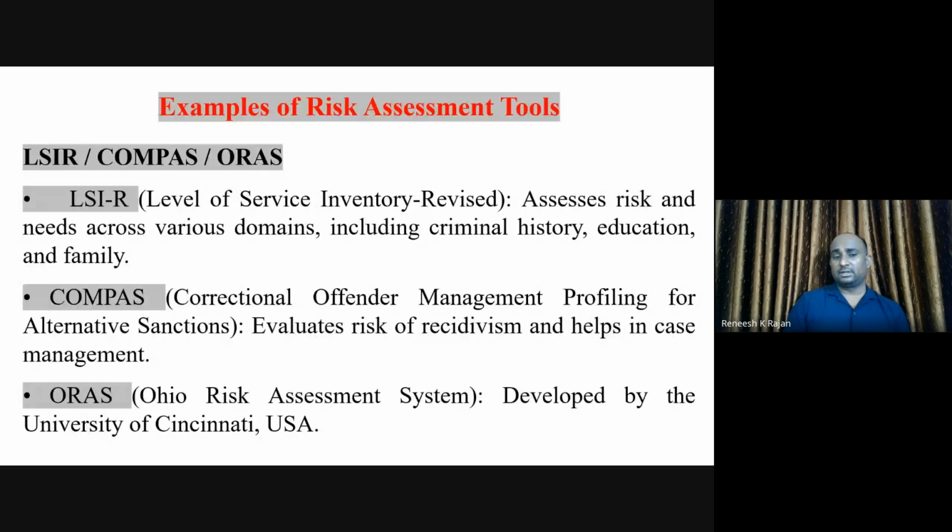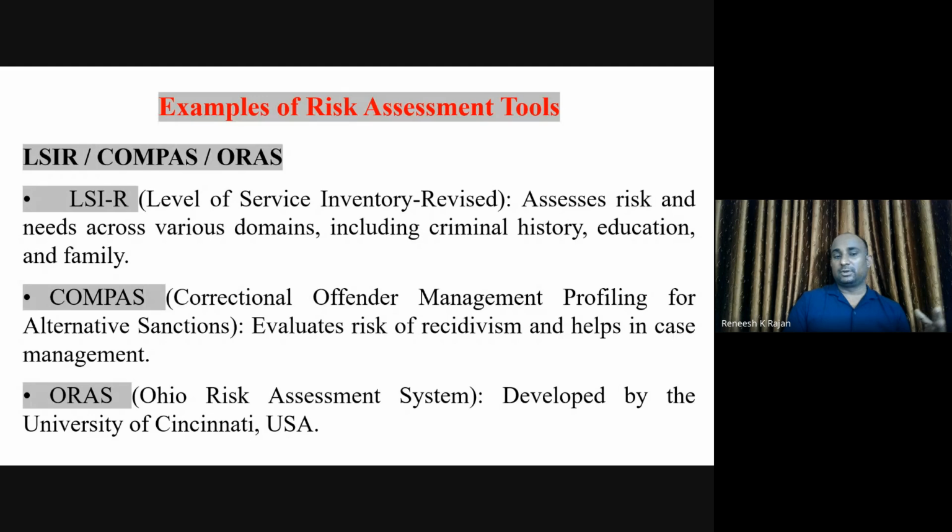Then what I did was conduct this Ohio Risk Assessment System, or ORAS. I contacted one of the prisons in the United States, in the state of Ohio. They told me that this tool was developed by the University of Cincinnati, and they contacted the University of Cincinnati. Then they gave free access to that particular tool, so using that tool, I have done my studies.